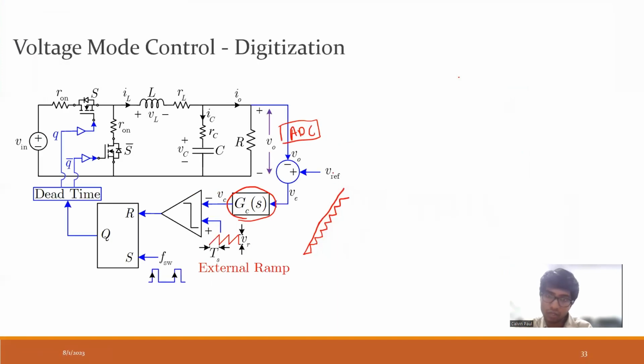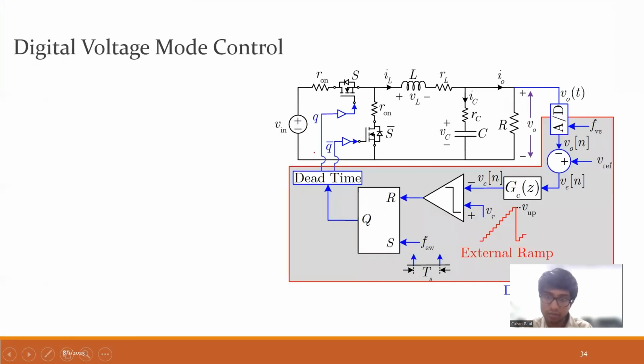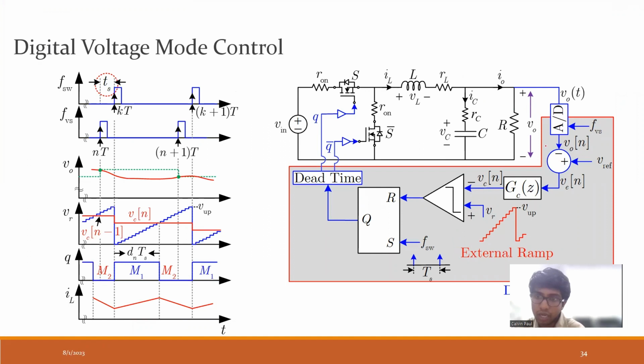So VREF is digital. The process converts values to digital, so I pass it to the ADC. It will be shown in the next slide. This is how it is. I have the output voltage, and the output is in the analog domain. It gets converted into a digital value. Then it is compared with VREF, which is also digital.